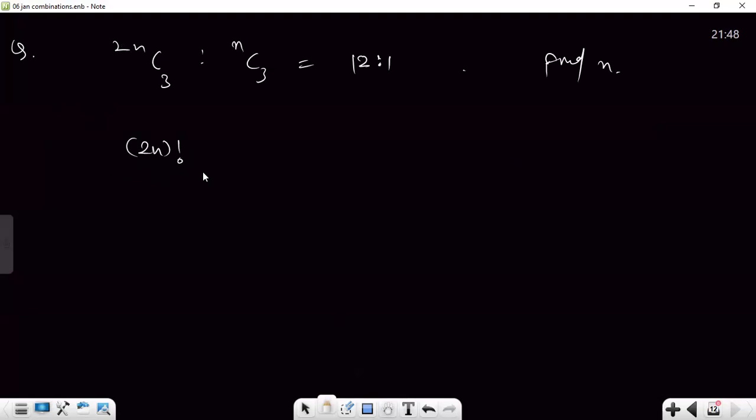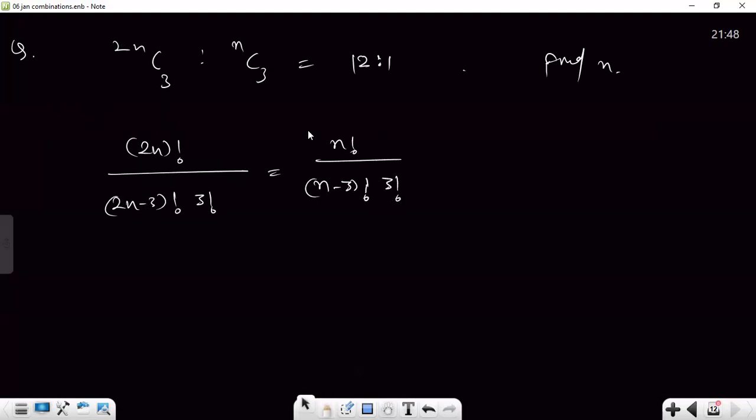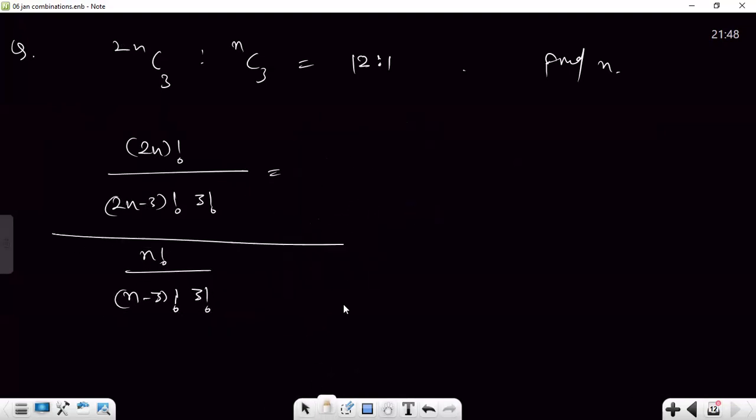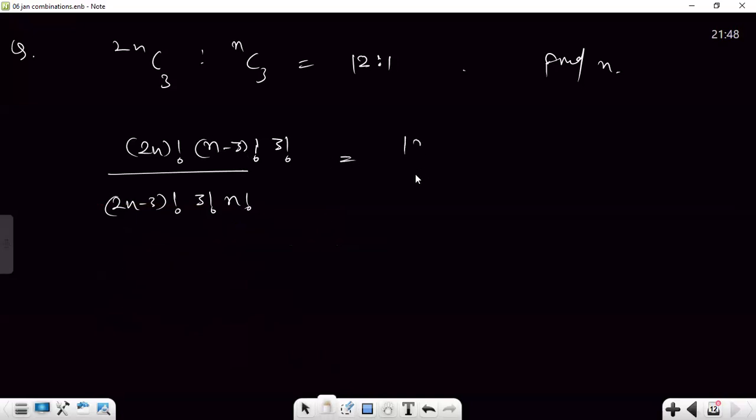2n factorial upon (2n minus 3) factorial into 3 factorial is equal to n factorial upon (n minus 3) factorial into 3 factorial. Oh, sorry, that is there in the denominator. Okay, so if it is like so, n factorial will be getting multiplied with the denominator, and this will be getting multiplied to the numerator. And the ratio is given equal to 12 is to 1.